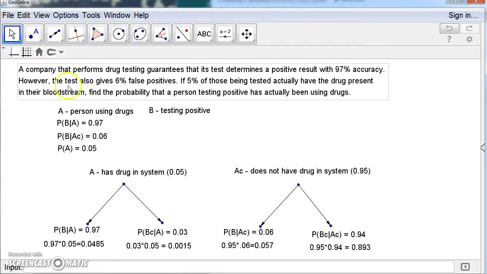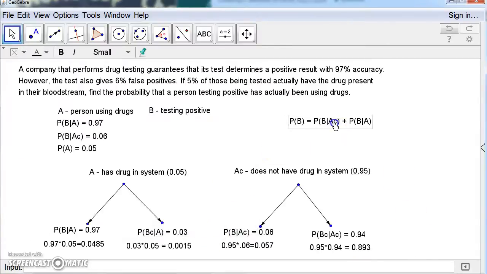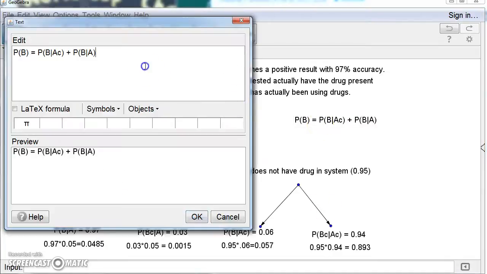And the last aspect of this question says, find the probability that a person testing positive has actually been using drugs. So let's add up the probability of testing positive, which is the 2 possibilities that this can happen, right? It's probability of B given A complement plus probability of B given A. These are our 2 ways that a person can test positive, right? They can test positive with the drug or without the drug. So let's add these 2 together now.